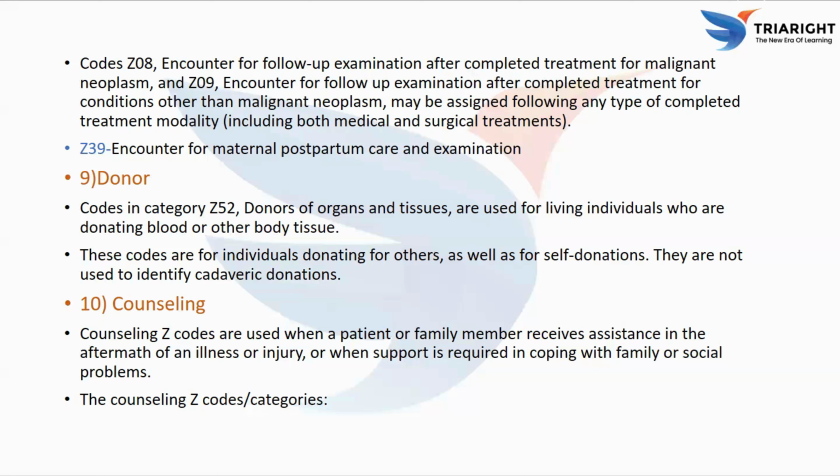Z52.0 for blood donor, Z52.4 for kidney donor, and Z52.9 for donor of unspecified organ or tissue. And next is counseling codes. So what are counseling Z codes? These are used when a patient or family member receives guidance, advice or emotional support. The guidance is related to illness, injury and family or social problems. Counseling is the main reason for the visit. Examples are genetic counseling, diet and nutrition counseling, family counseling after a serious illness and psychological support after an injury.